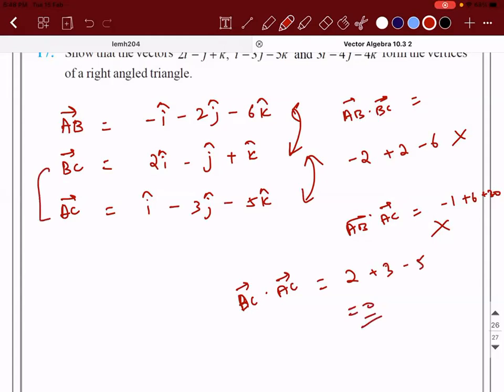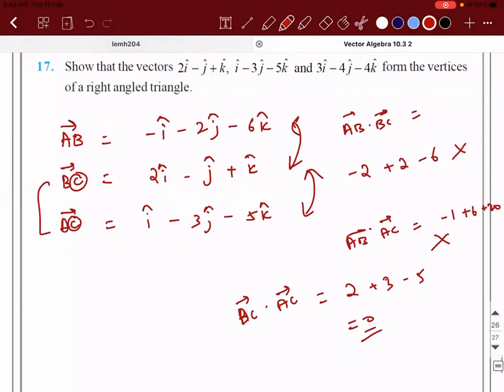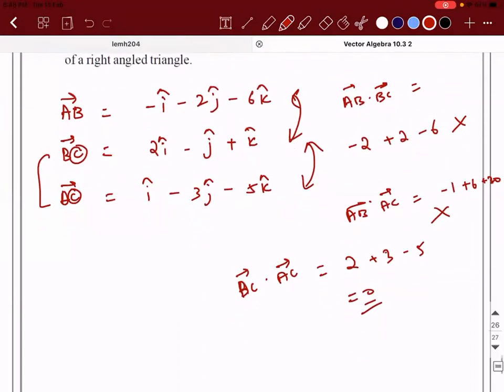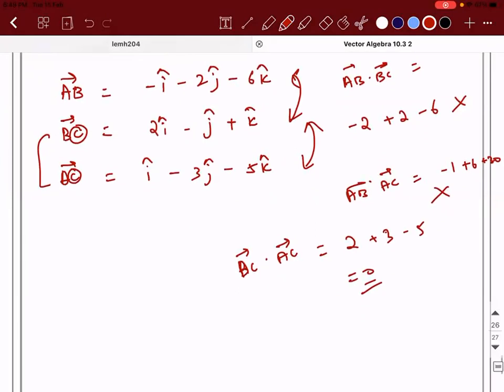So it is right angled at point C. How I found it as point C is because that is the common point. So this is a right angle triangle having a right angle at point C. Am I clear?